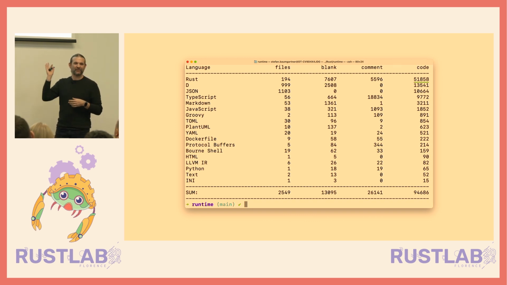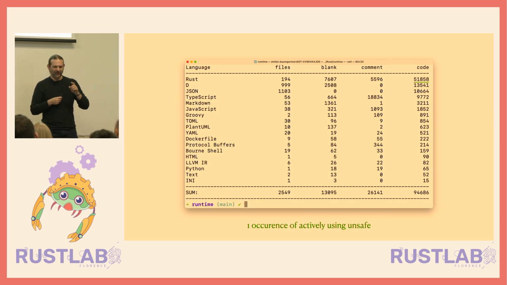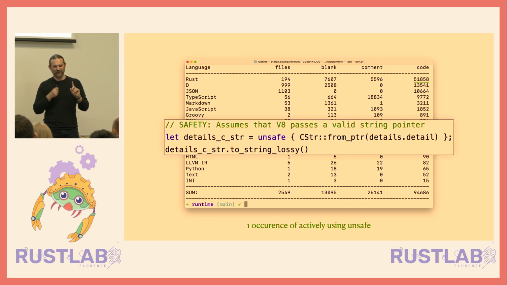I mean, these are statistics of how many lines of code we use for that particular project, and if you ask, hey, in what language have you written it? Well, all of them, apparently. But the mainstay is written in Rust, about 50,000 lines of code. And we have one single occurrence of unsafe code in there. And that's this one.